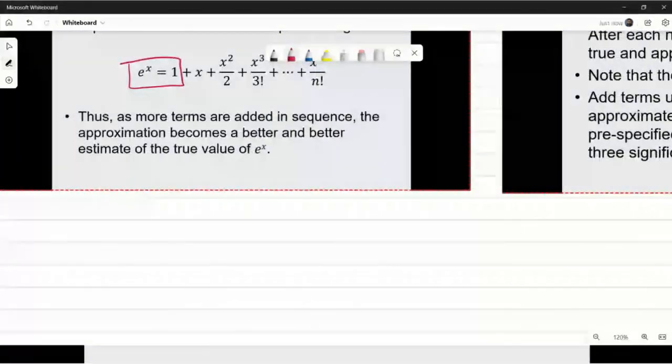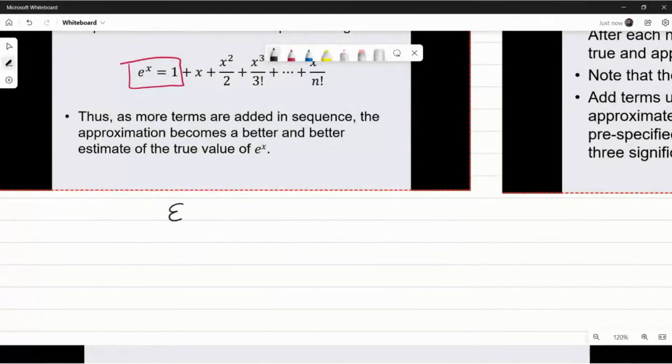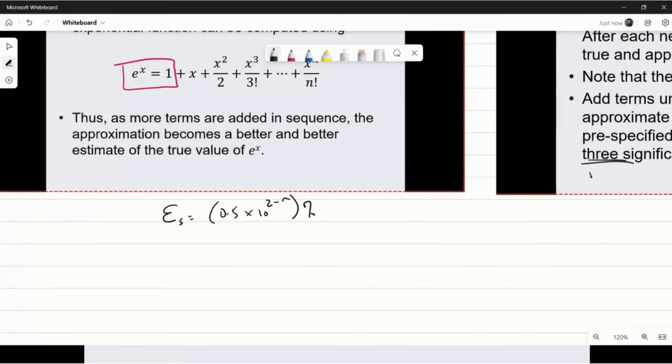Now, epsilon s, we said, can be given by the equation 0.5 into 10 to the power 2 minus n%. Now here he's saying up to 3 significant figures, so n is equal to 3. So this is 0.5 into 10 to the power 2 minus 3, which is 0.5 into 10 to the power minus 1, 0.05%. So that's our stopping criteria.